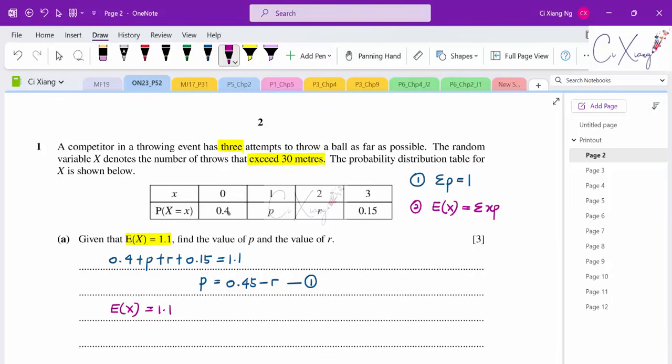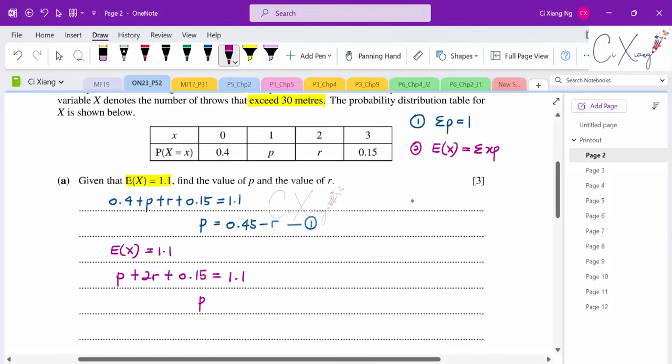So 0 multiplied with 0.4 gives 0, so I didn't write it out. The next value: x equals 1 multiplied with p, so I have p. Then plus x equals 2 multiplied with r, so 2r. And the next one is x equals 3 multiplied with 0.15. And this is the mean, which equals 1.1.